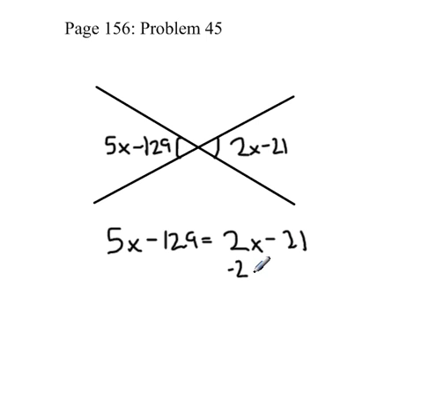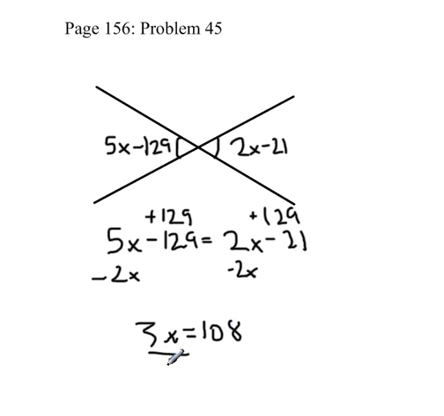Take 2x away from both sides, so that leaves you with 3x on the left-hand side. I'm going to go ahead and add 129 to both sides to move my constant to the right-hand side. And 129 minus 21 makes that equal to 108. And you divide both sides by 3, that'll give you your x value. So x equals, what would this be? 36? I believe that's correct.